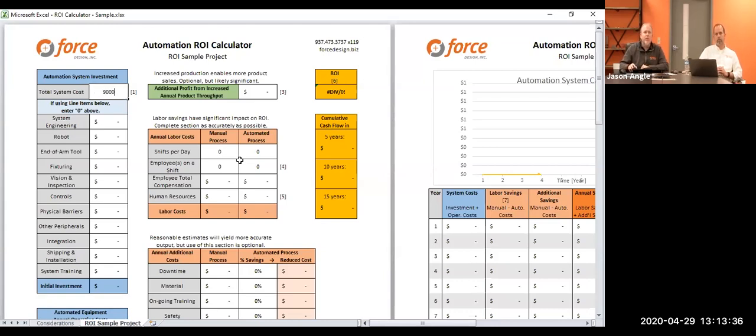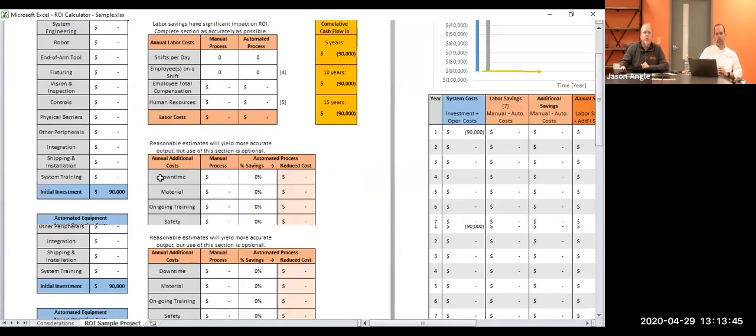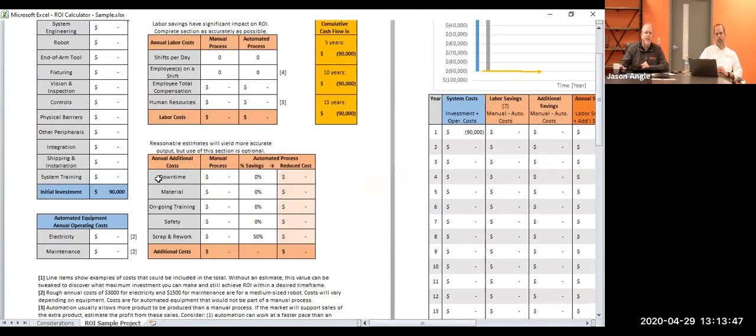Now, also along with that, obviously there's a cost of ownership associated with automation, and that's down here. This is the automated equipment annual operating cost. And if you look at note 2, it'll outline this, but for one robot, we usually figure $3,000 a year to operate that and $1,500 in maintenance.